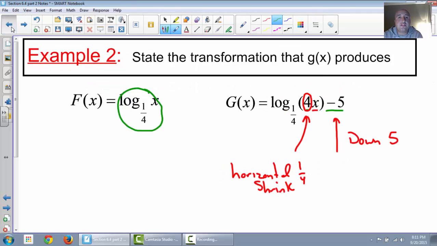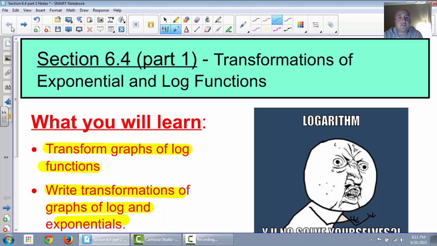That's section 6.4 part 2. Sorry, another not so good error there. This is actually part 2. I apologize for that. So hopefully your notes will say that when you get them.